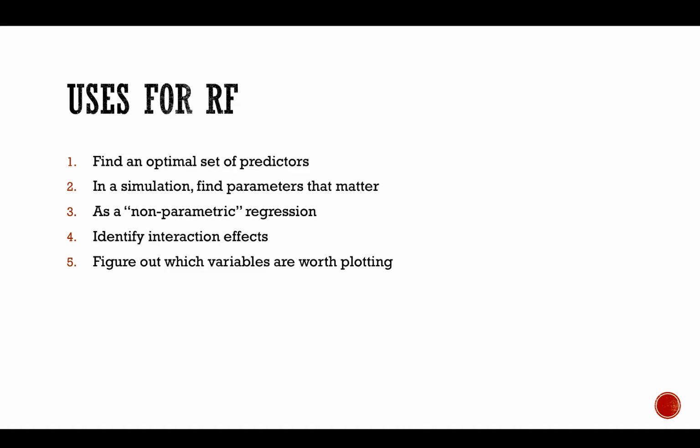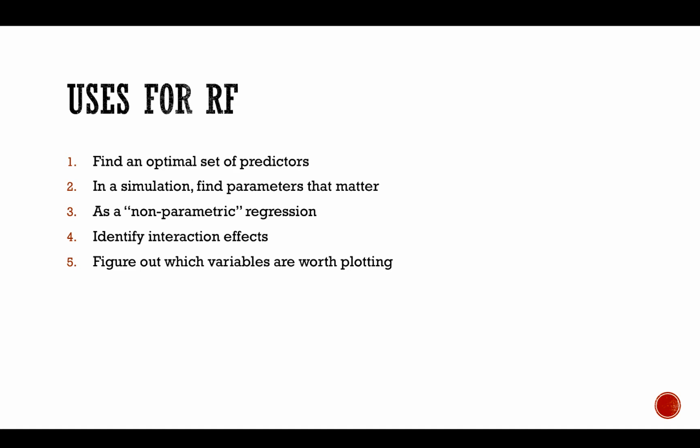So, uses for random forest. I'll just talk about this quickly. We can use random forest to find an optimal set of predictors, which is what I just showed you how to do. We can also use random forest in a simulation. Most of you won't be here because you're not doing Monte Carlo simulations like I am, but I use them all the time. If there are 15 parameters of a Monte Carlo that you're not sure which are important to vary, you could randomly vary them and then use random forest to identify which of those actually make a difference in bias. If you don't know what I said, totally cool.